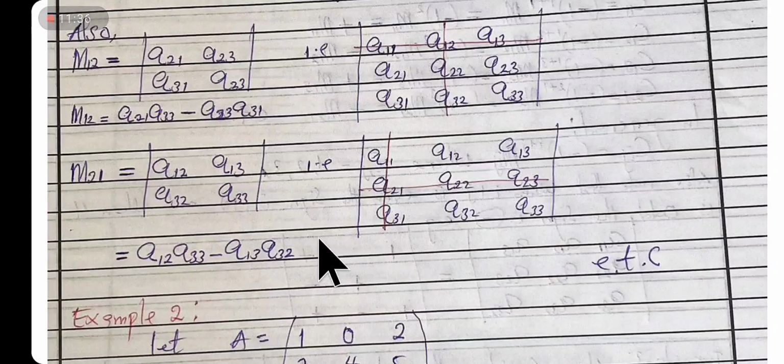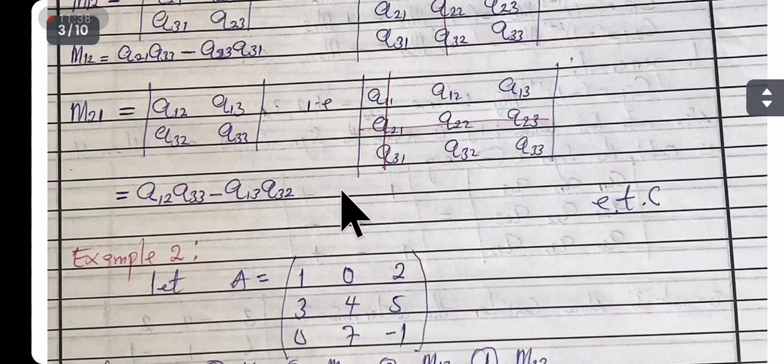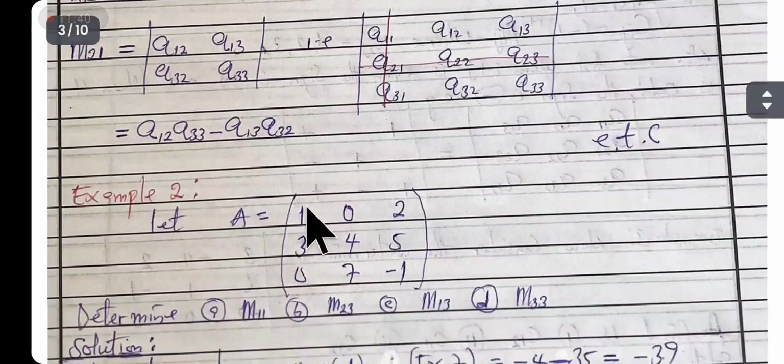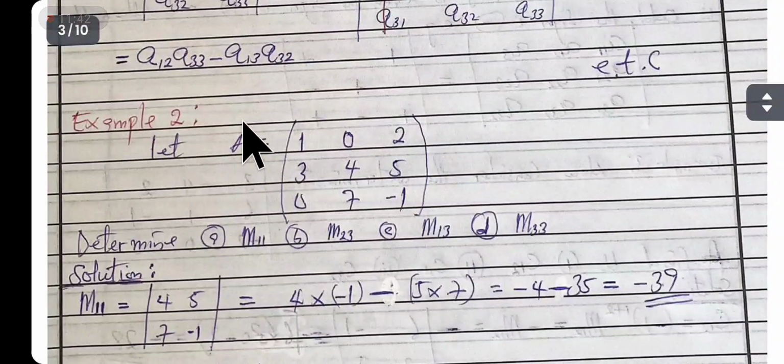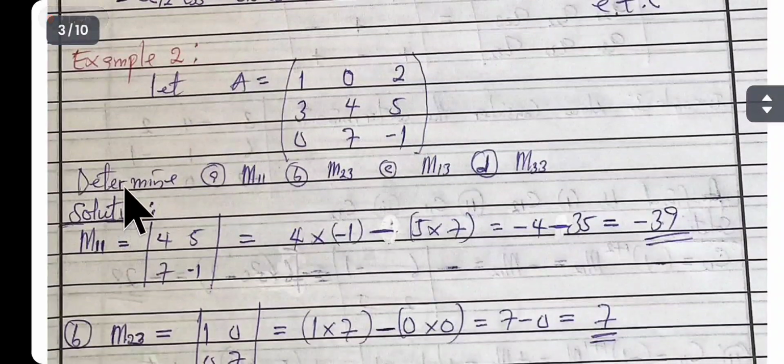So you can find as many as you like. You can pause this video to find the other minors. Okay, look at the example. Let A equal this matrix. It's a 3 by 3 matrix. Determine minor 11, minor 12, minor 23, minor 13, minor 33.